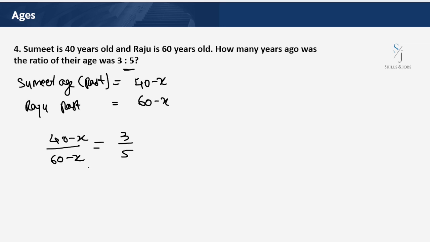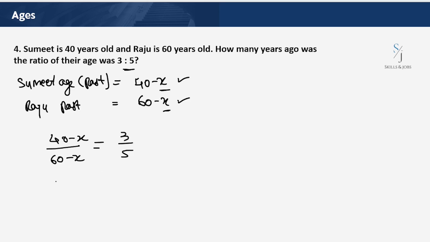So very simple. So what was given here? The ratio is given. We need to find out how many years back their ages were in the ratio of 3:5. So what we have done first, we have taken a variable and we have written the past age and we have put them into the ratio.